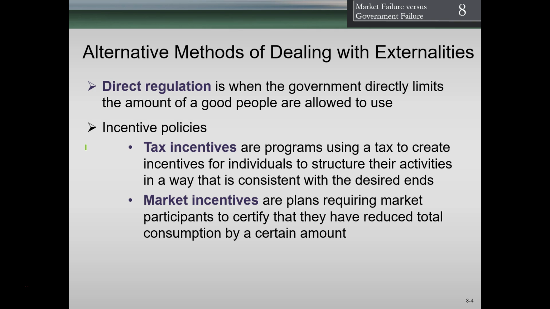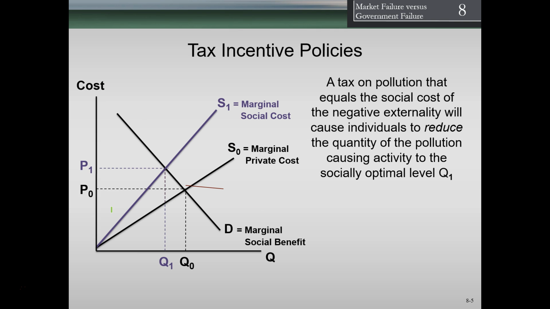Market incentives are plans requiring market participants to certify that they have reduced total consumption by a certain amount. So market incentives would mean that we would have to see some kind of reporting on the reduction of something such as pollution. And then there could be voluntary reductions. In that case, the government could take the role in basically saying, hey, people, there's a problem here, and we advise this to happen because of these externalities, and basically ask for participation in some way. And we'll take a look at these policies.